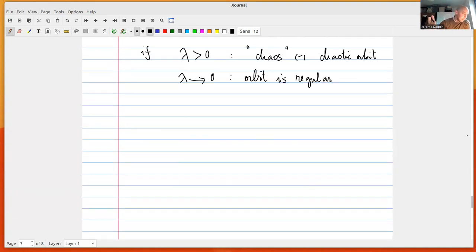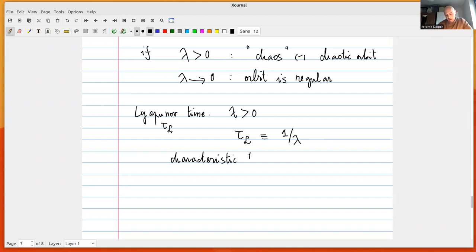So we have this, and let me also introduce the concept of Lyapunov time. So what is the Lyapunov time? If lambda is greater than zero, the Lyapunov time tau L is defined as the inverse of the Lyapunov exponent, the maximum Lyapunov characteristic exponent. And so this is a time, the characteristic time scale of instability.